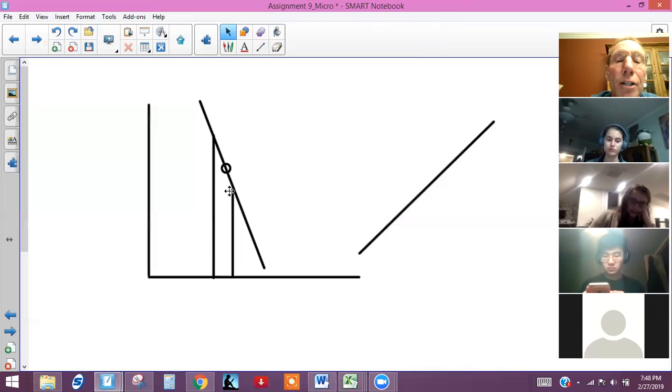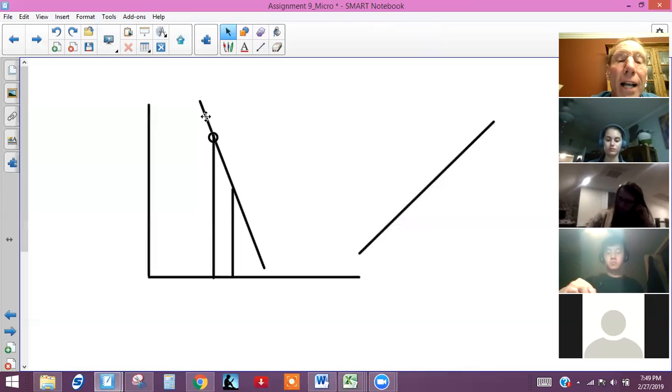If it's inelastic, you're going to go up in price, so you're going to get more for each one you sell, but you're only dropping a little bit in quantity. So if you go up in price and total revenue goes up, that means it's inelastic.